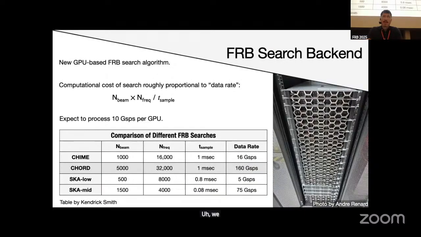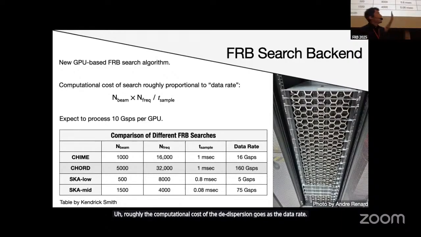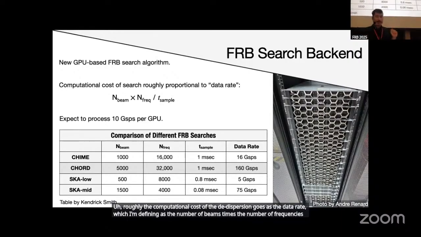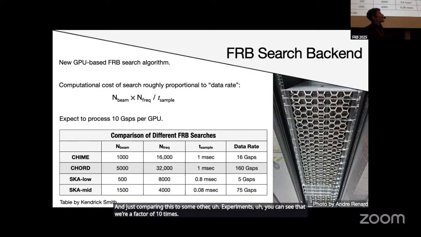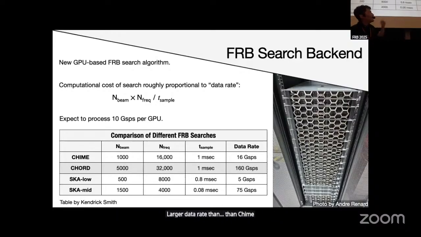We heard from Kendrick this morning about a new GPU-based FRB search algorithm. Roughly, the computational cost of the de-dispersion goes as the data rate, which I'm defining as the number of beams times the number of frequencies divided by the sampling time. And this new code can handle 10 gigasamples per GPU. We have 16 GPUs total, pictured on the right. So we'll have a data rate of 160 gigasamples per second. And just comparing this to some other experiments, you can see that we're a factor of 10 times larger data rate than CHIME and even a factor of 2 larger than SKA-MID.